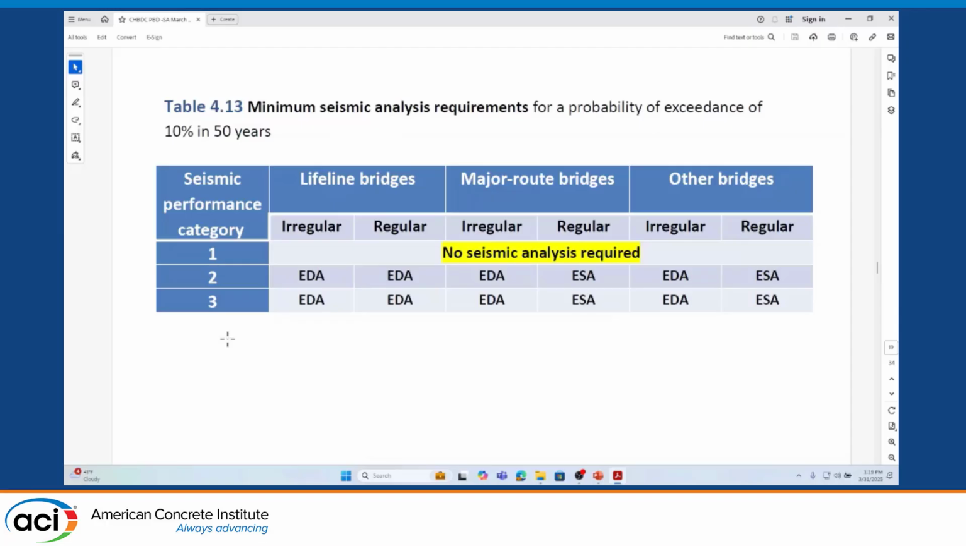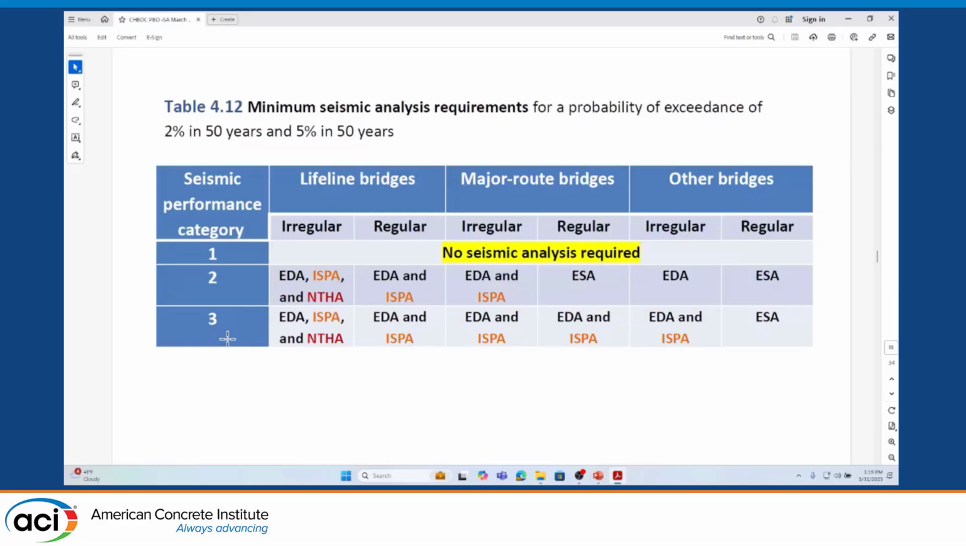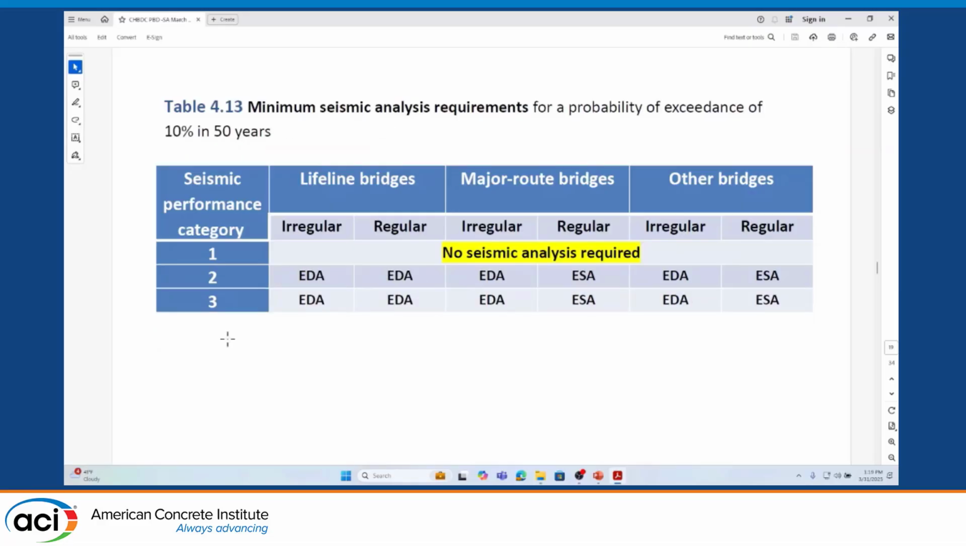The previous table was for 975 years and 2,475 years probability of exceedance. When you have low seismicity, meaning 475 years return period, you don't need to do any inelastic analysis or nonlinear time history analysis. In that case, either elastic dynamic analysis or elastic static analysis needs to be performed. If you look closely, for all lifeline bridges, you have to do elastic dynamic analysis. For major route bridges, only if it is irregular, you have to do elastic dynamic analysis.